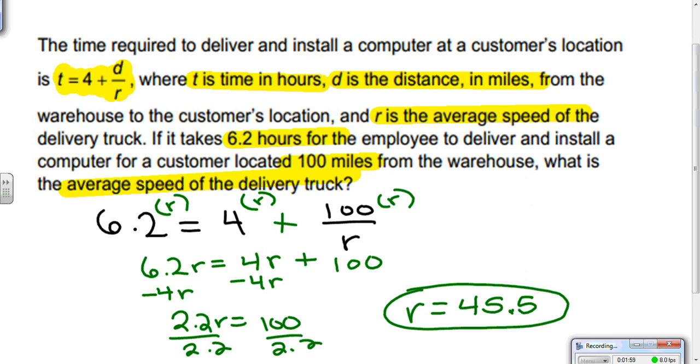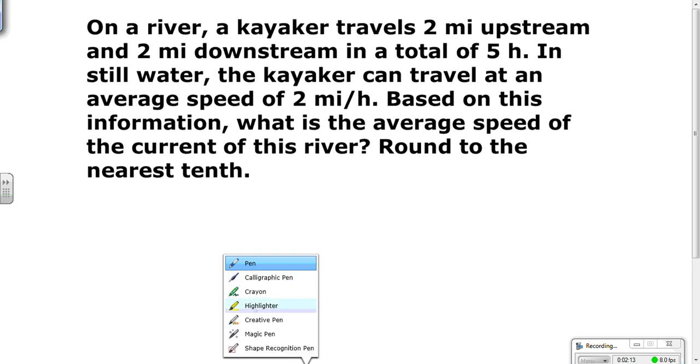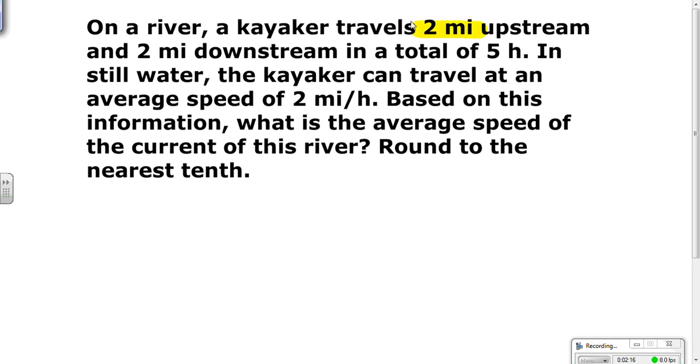Okay, so the problems are not always going to be this easy. This one gave you the equation and all you had to do is plug the numbers in. Okay, so now let's look at this. On a river, a kayaker travels 2 miles upstream and 2 miles downstream in a total of 5 hours. So we have 2 miles upstream, 2 miles downstream, and a total of 5 hours. In still water, the kayak can travel at an average speed of 2 miles per hour. Based on this information, what is the average speed of the current of this river?